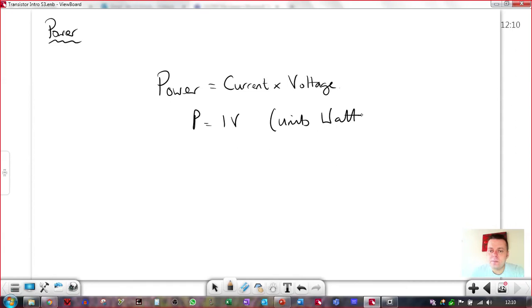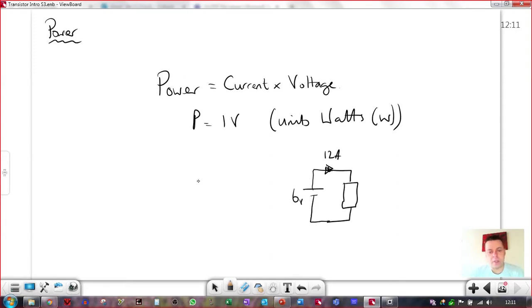watts. So you would write the letter W after any answer that you calculate. So if you had a system that had a resistor and you knew that the voltage across that resistor was 6 volts and that the current through it was 12 amps, you could calculate the power dissipated in that resistor.